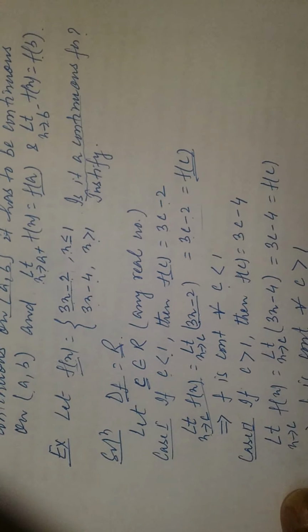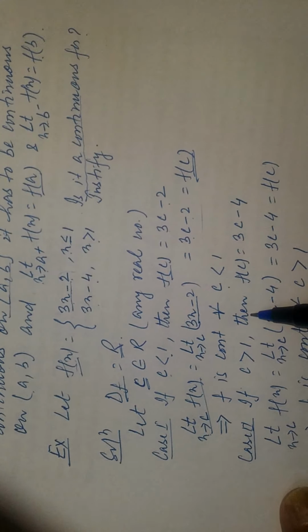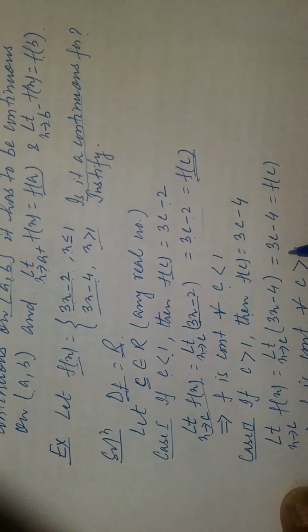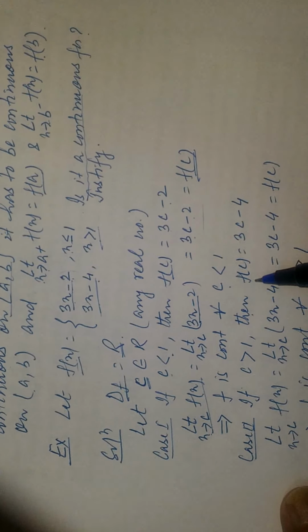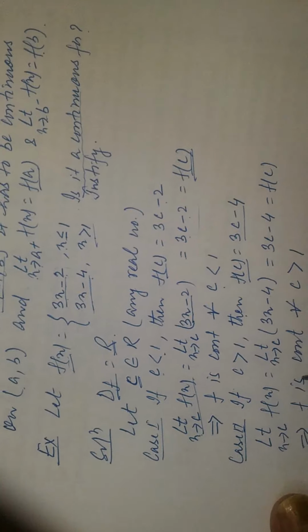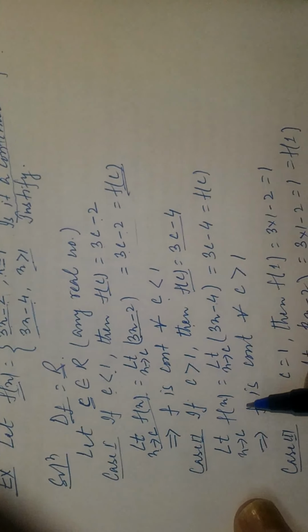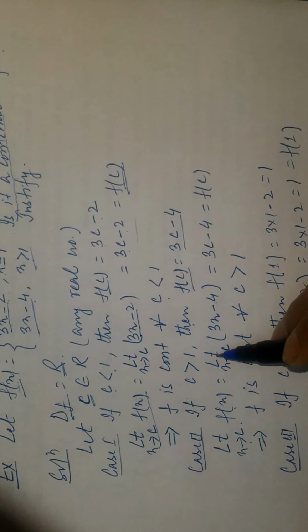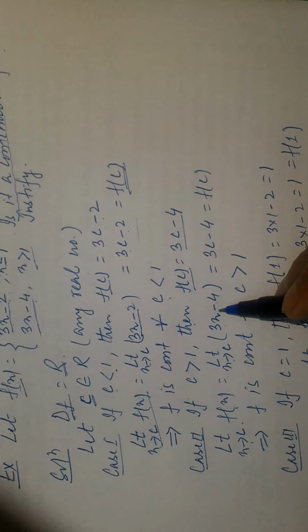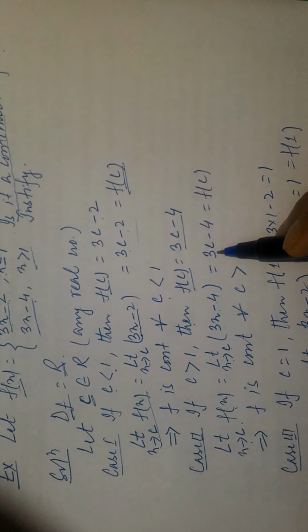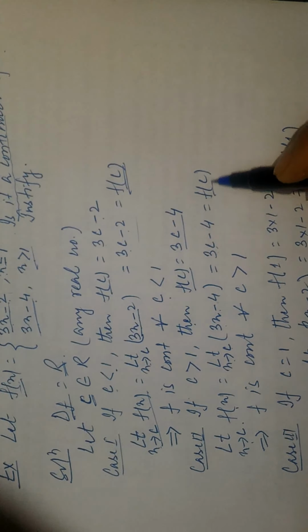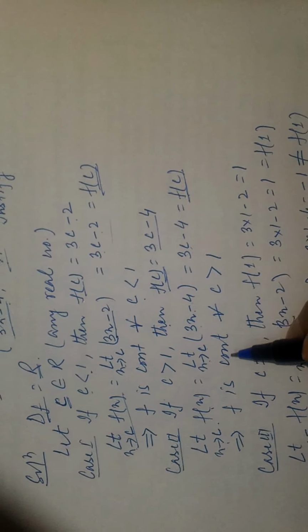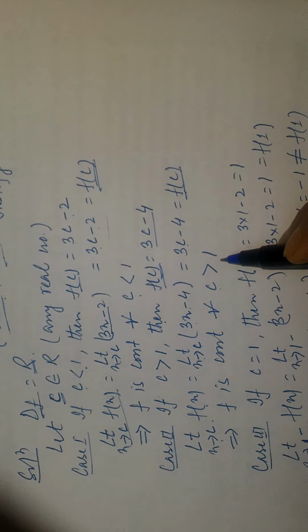Now case 2, when c is greater than 1, then we take the function for greater than 1 as 3x minus 4. So we can write f of c as 3c minus 4. Again we take the limit of this function at this point. The limit as x tends to c of f of x is the limit as x tends to c of 3x minus 4, and substituting the value, we get 3c minus 4, which is equal to f of c. So it is continuous for all c greater than 1.